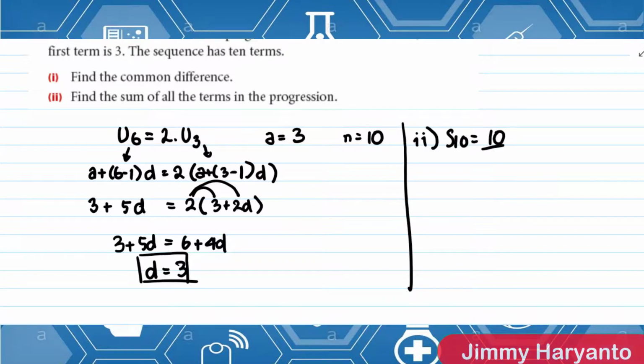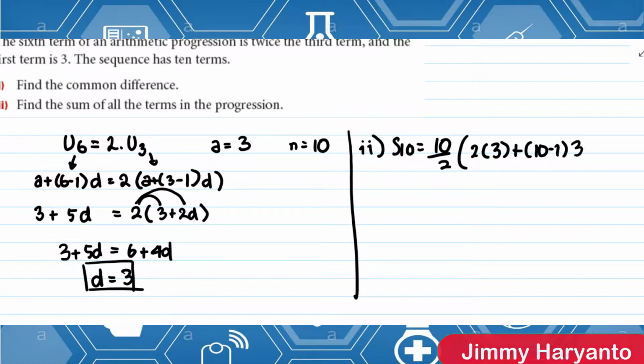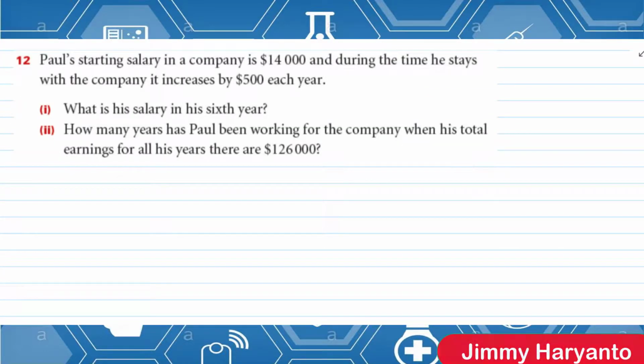After that, the sum of all is S10. S10 equals n over 2 in the bracket, 2 times a, which is 3, plus (n minus 1) times the difference. The difference is 3. So it will be 5 in the bracket, 6 plus 27, which is 33. And the result will be 165. There you go.